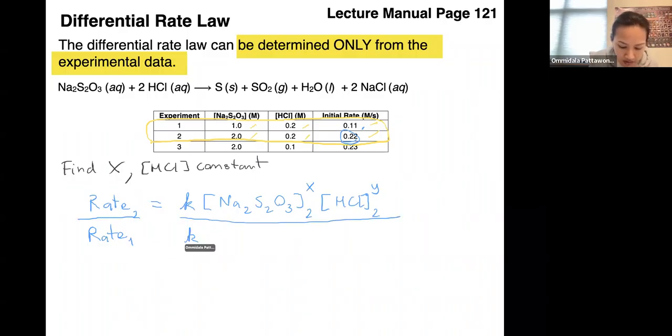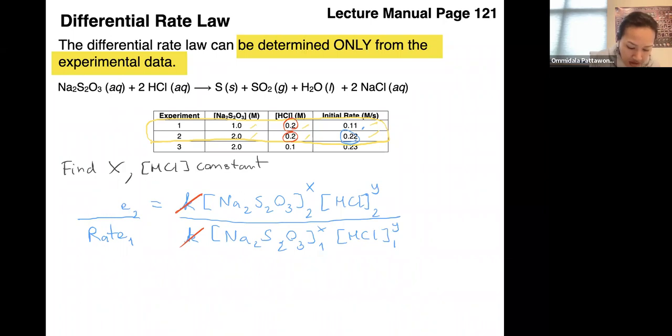Okay, so K times the concentration of sodium thiosulfate from experiment 1 raised to X, hydrochloric acid from experiment 1 raised to Y. You will see that in this case, K is the constant. So therefore, you can cancel that out, right, because they are going to be the same anyway. You can see as well, hydrochloric acid is constant as well, right, because 0.2 and 0.2, if you replace those, you are going to see that they cancel out from each other as well.